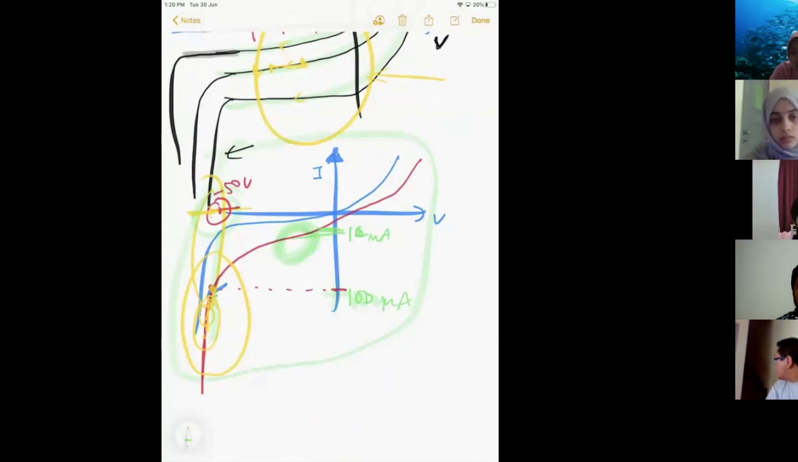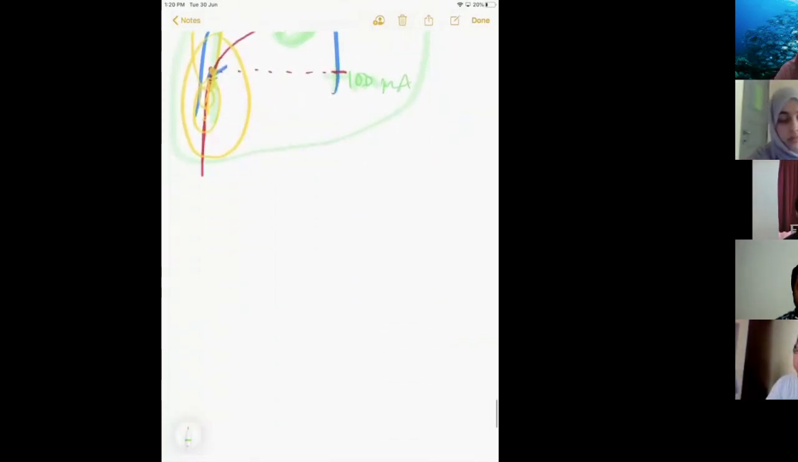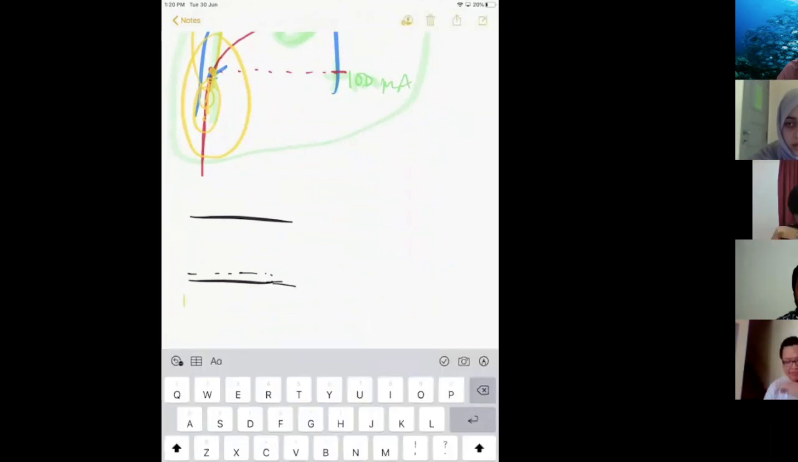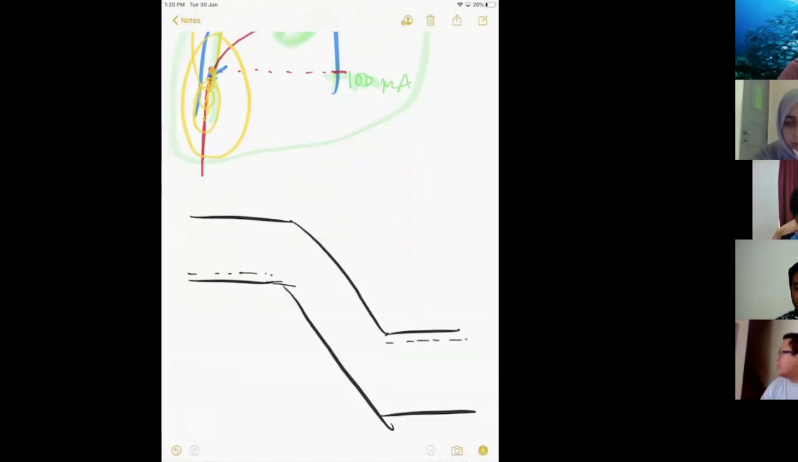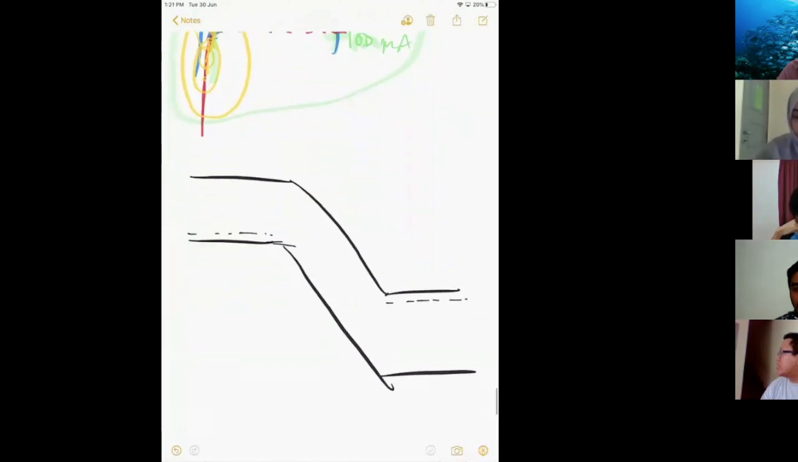Okay, any question? Any question? And you should be able to draw, because I don't see the full PN junction. Alam, did you draw the full PN junction of a photodetector just now? Alam, did you draw just now? Alam, I'm asking you, did you draw the full PN junction?